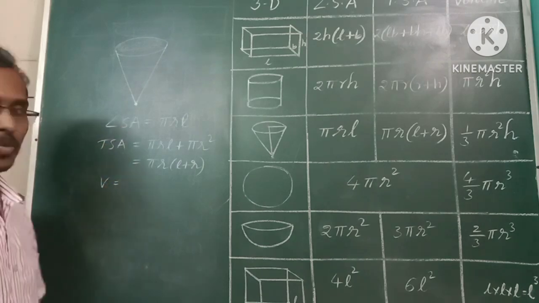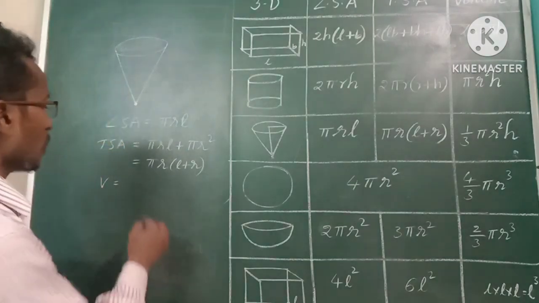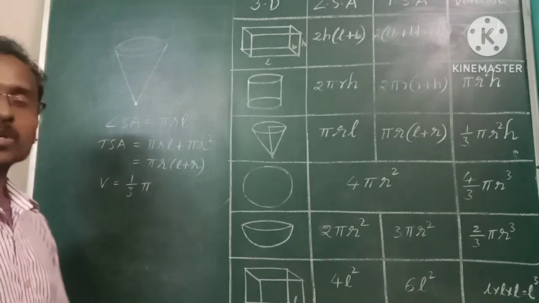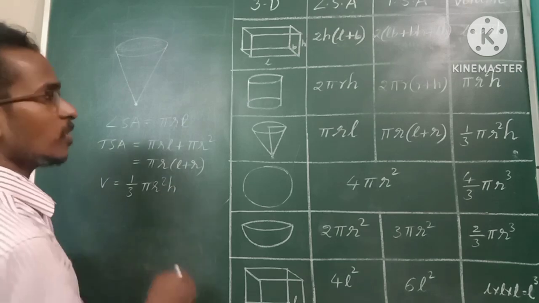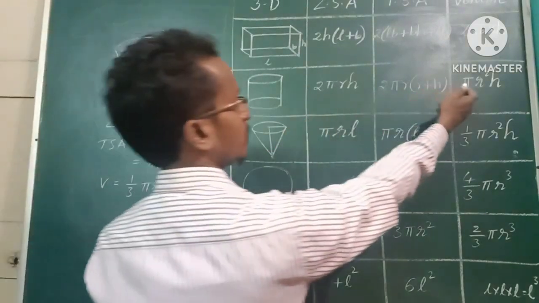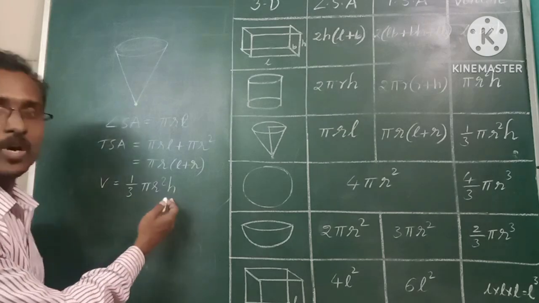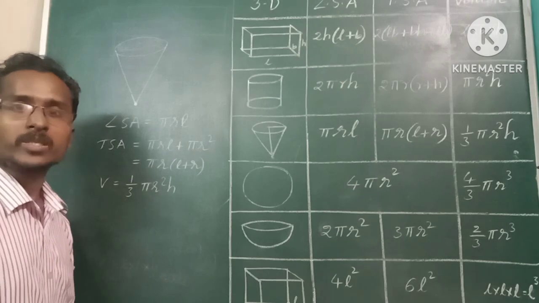What is the volume of a cone? The volume of a cone is 1/3 of the volume of a cylinder. The volume of a cylinder is pi r square h, but the volume of the cone is 1/3 of the volume of the cylinder. So 1/3 into pi r square h.